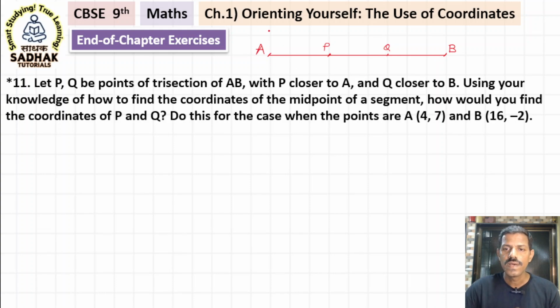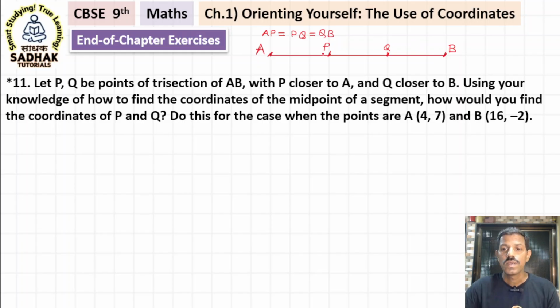That means AP will be equal to PQ, and that will be equal to QB. And it also means that P will be the midpoint of AQ, and similarly Q will be the midpoint of P and B.